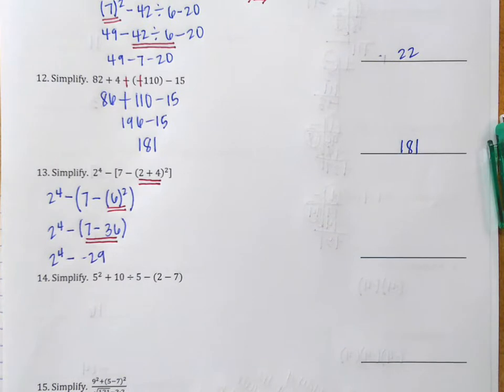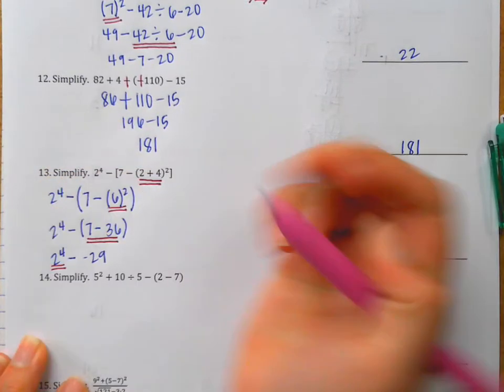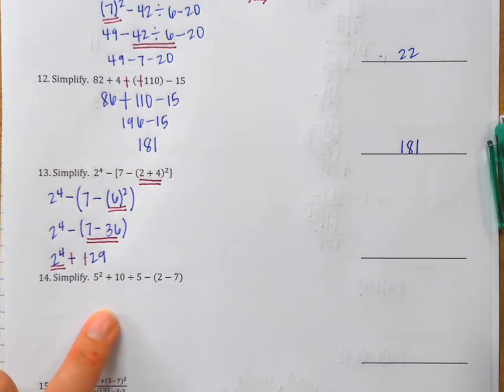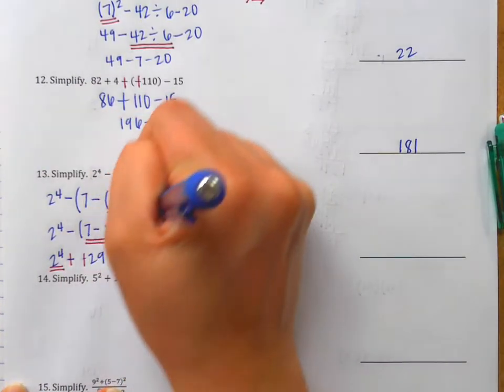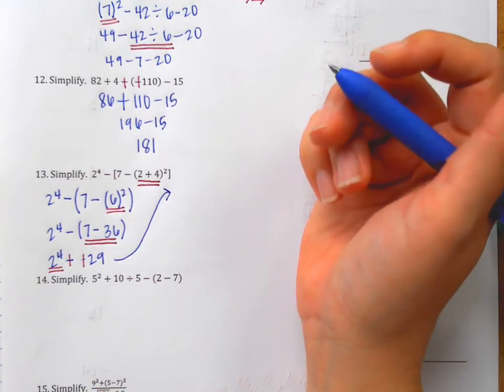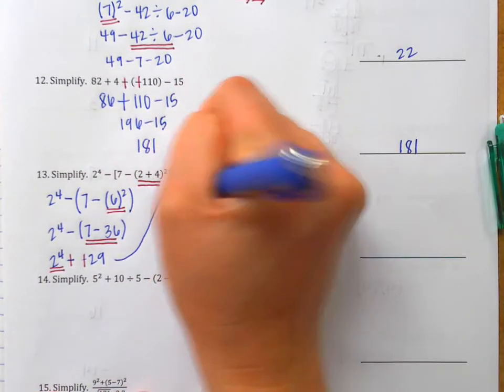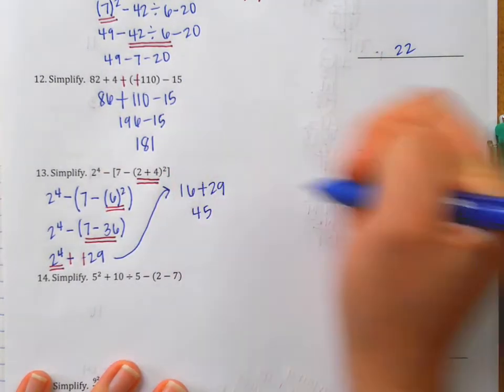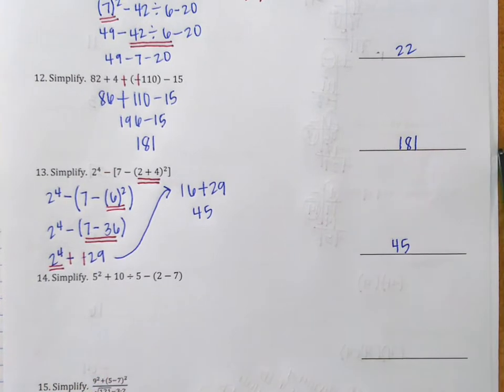And now I go back to, okay, I did all my grouping symbols. Now I need to do exponents. My exponents here is 2 to the 4th. Off the bat, I'm also just going to change that to a plus because we know that's going to come up. 2 to the 4th, 2 times 2 times 2 times 2 is 16. And 16 plus 29 is 45. And that is your final answer.